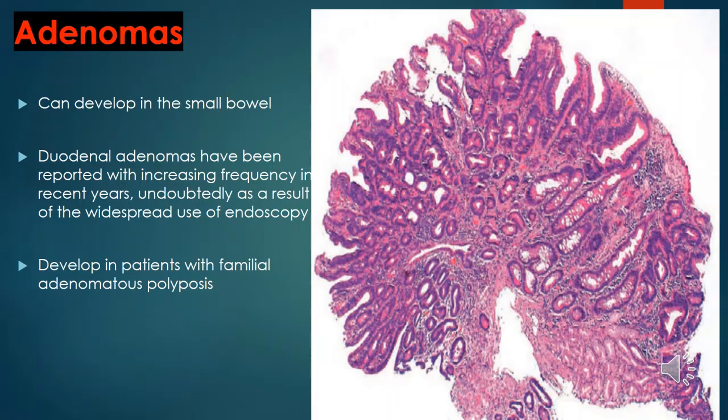Adenomas similar to those of the large bowel can develop in the small bowel as well, but their frequency is very low compared to the large bowel. The duodenum and the jejunum are involved more often than the rest of the bowel.